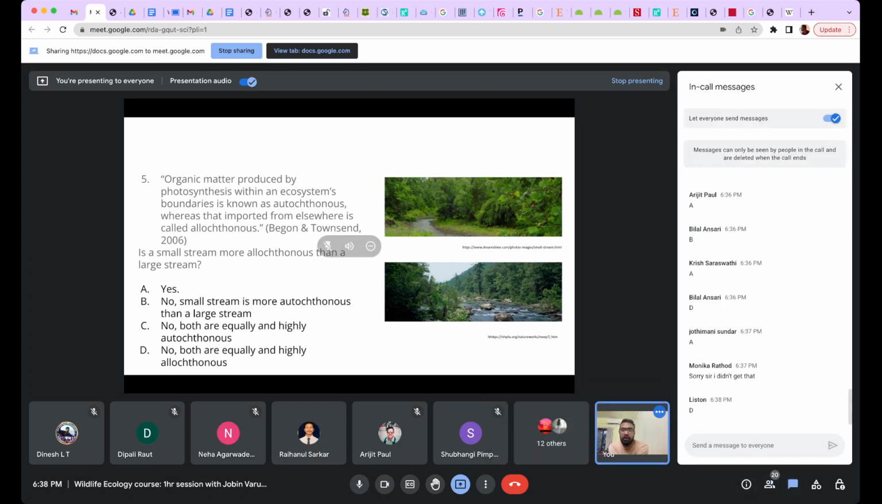Okay, so allochthonous is an ecosystem where the organic matter is coming from outside the boundaries of the ecosystem. Autochthonous is an ecosystem where the organic matter is produced within the boundaries of the ecosystem. So the question is, is a small stream like the one you see in the top image more allochthonous? That means is the organic matter coming more from outside than a large stream, the one you see in the bottom figure.